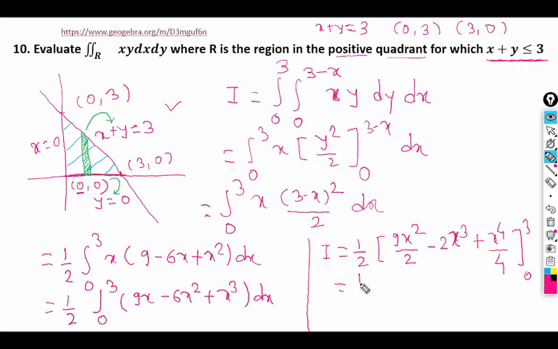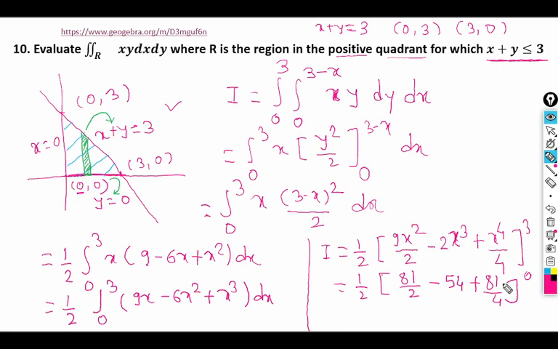So the answer will be 1 by 2, 3 square is 9, 9 nines are 81, 81 by 2, 3 cube is 27, 27 into 2 is 54. And now 3 raised to 4, is it 81 again? And the lower limit, when you replace x by 0, is 0. So that is about the replacement first.